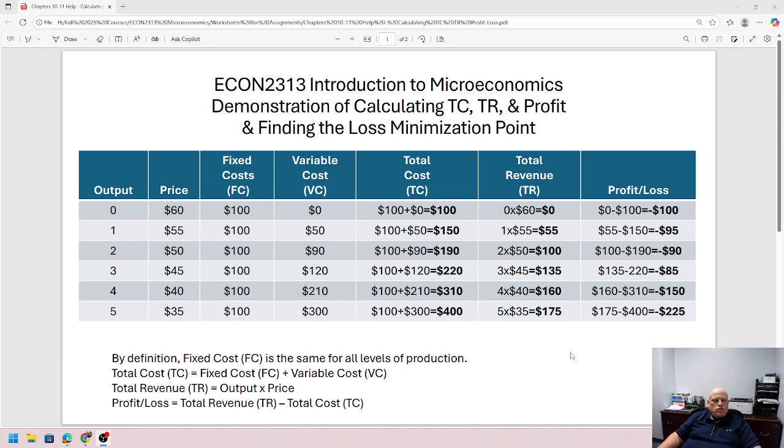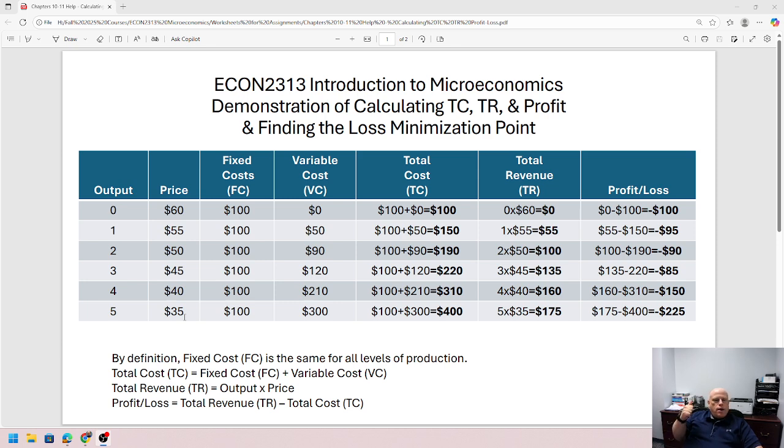All right, so I've got levels of output here from 0 through 5 in the table. I've got the prices for each level of output, and you'll notice the price goes down as we produce more. That's because we face a downward sloping demand curve, because we do have some pricing power in the market.